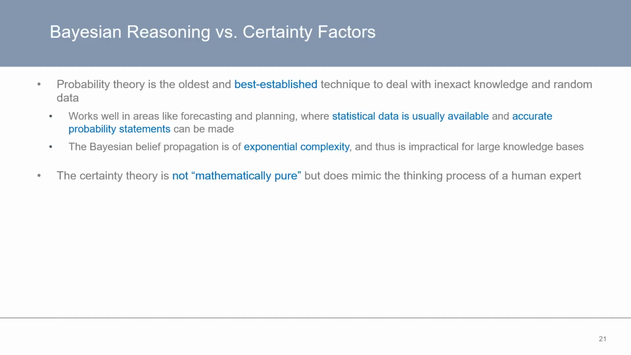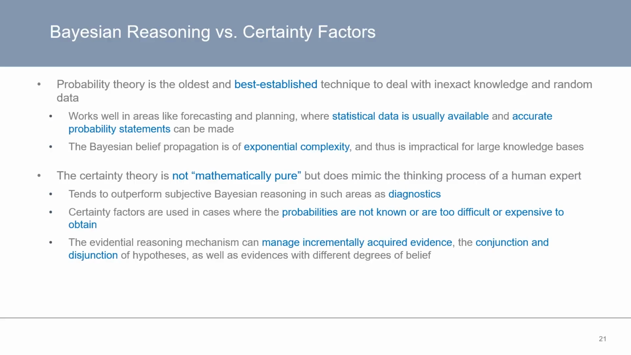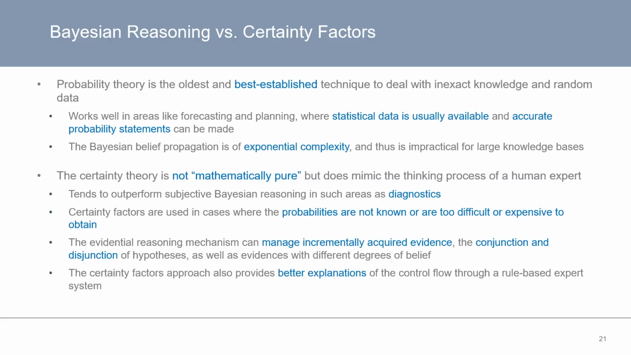On the other hand, the certainty theory is not mathematically pure, but it does mimic the thinking process of a human expert. Using certainty factors tends to outperform subjective Bayesian reasoning in such areas as diagnostics. Certainty factors are used in cases where the probabilities are not known or are too difficult or expensive to obtain. Their evidential reasoning mechanisms can manage incrementally acquired evidence, the conjunction and disjunction of hypotheses, as well as evidences with different degrees of belief. The certainty factor approach also provides better explanations of the control flow through a rule-based expert system.